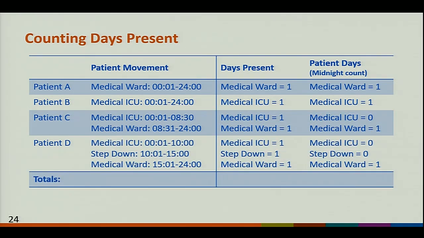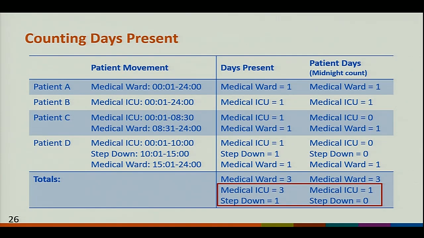And then patient D moved around quite a bit, started the day in the ICU, then moved to the step down for a little bit, and finally ended the day in the ward. So you'll notice in our days present column, that patient gets 1 day present for each of those locations because they spent some time in each of those patient care locations. But for our patient day counts, you'll notice that they only attribute a patient day for the medical ward, since that's where they were located at the time of the midnight census. So again, you'll notice for both my medical ICU and my step down, this patient attributes days present for both of those locations, but 0 patient days for those locations.